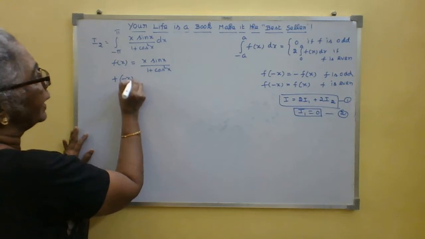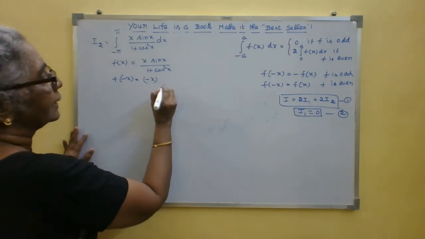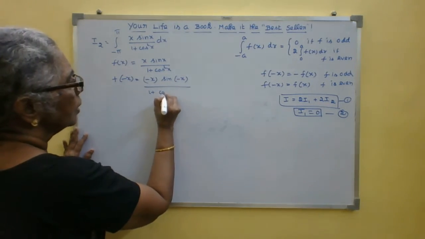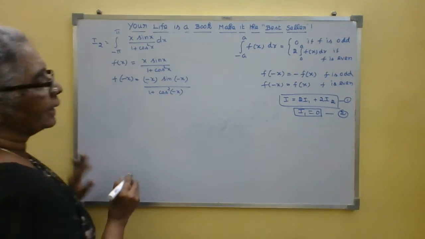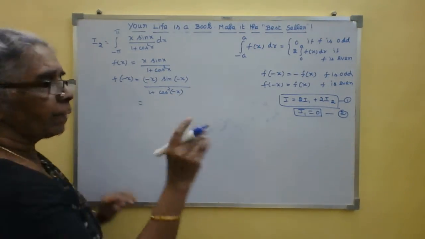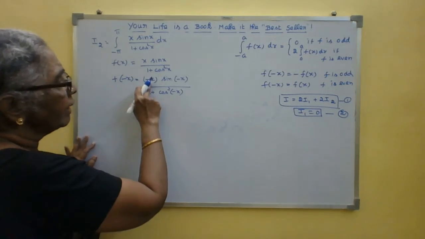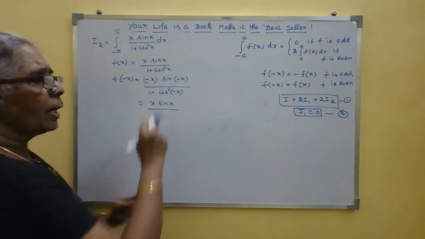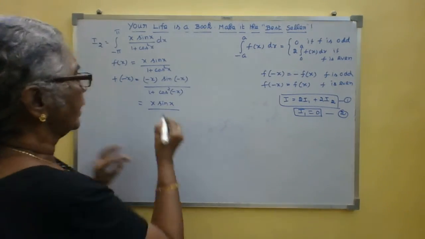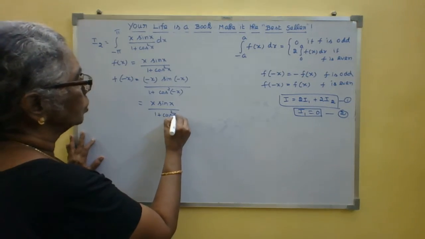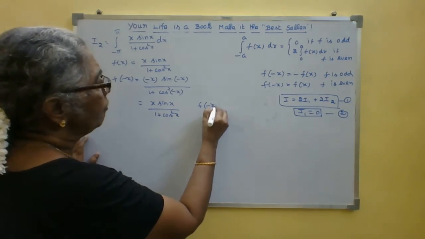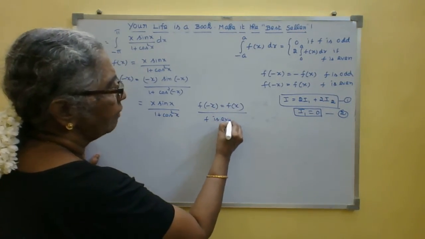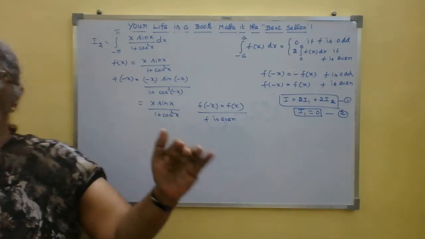Now what is f of minus x? This x is going to become minus x. Okay, here this is sin of minus x by 1 plus cos squared, this is going to be minus x. Now you know sin of minus theta is minus sin theta. So there will be a minus and a minus, so the numerator will become x sin x. This you already know, cos of minus x is cos x. So the denominator is 1 plus cos squared x. So now you get f of minus x is equal to f of x here. So f is even. When you consider your I2, the f is even.